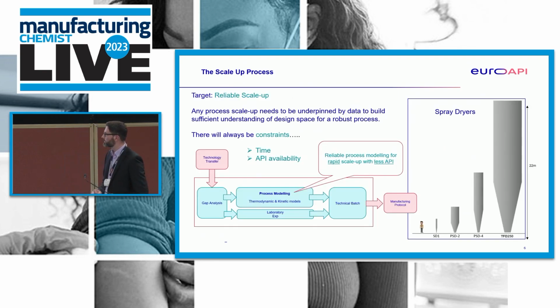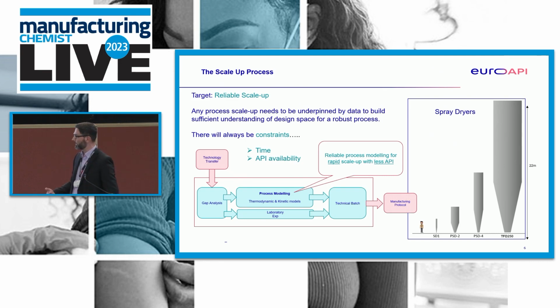So our target is to try and have reliable scale up. So, it's going to do essentially what we expect. And we need that data. We have data on the dryer themselves, any data from previous scales that the system has been run at. It's all helpful in terms of trying to build that model and try and get it as accurate as possible. And then the more batches we run, we can feed information back into that model to improve it. But as Ali's mentioned as well, there's always constraints, time, API availability being the two main ones.